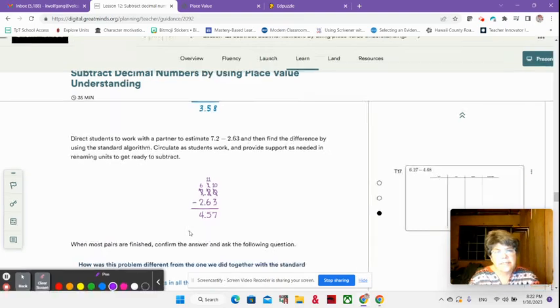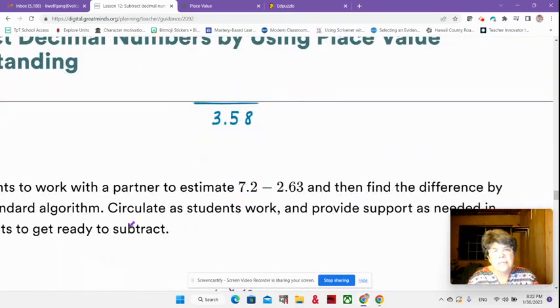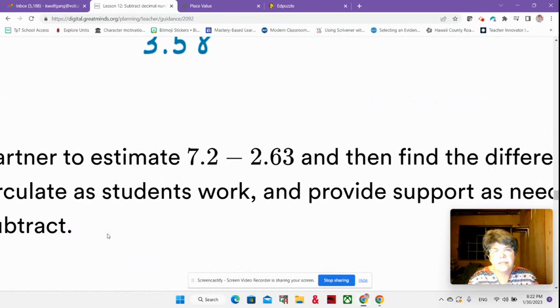Sorry, don't see it. There it is. 7 and 2/10 minus 2 and 65/100. Line it up. Make sure your decimals are lined up. Make sure your ones place are lined up. Estimate first. Think about 7 and 3. 7 minus 3, right? It makes a fast estimate so you can check your work. Then do your subtraction. Then put your answer into Edpuzzle.